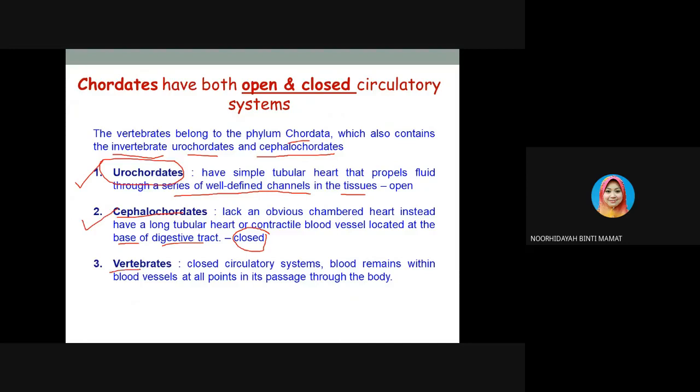While the vertebrates, which belong to the phylum Chordata, have a closed circulatory system, which means the blood of the vertebrate groups remains within the blood vessels at all points as it passes through the body. So the vertebrates have a closed circulatory system.